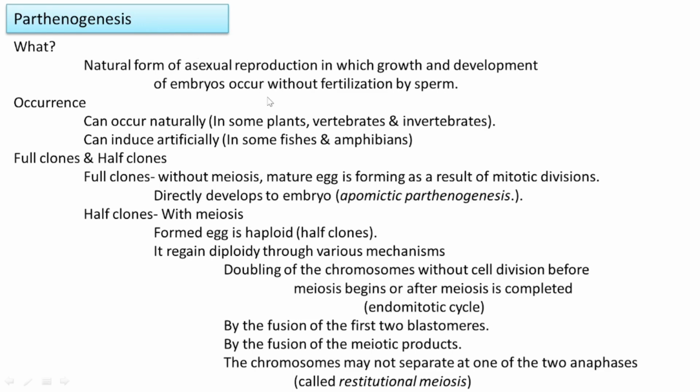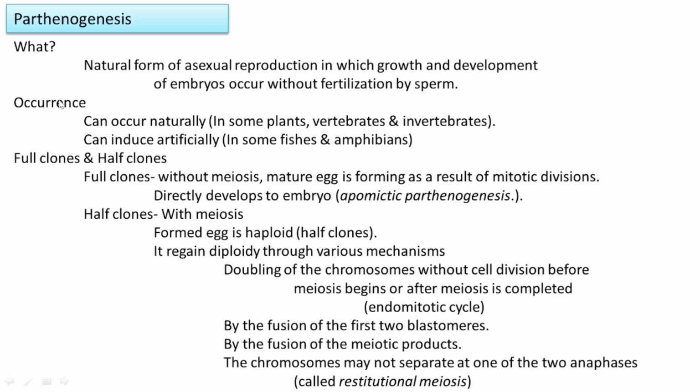In the last class, we have seen different types of asexual reproduction. This parthenogenesis also is a type of asexual reproduction. Here, there is no role for sperm. That's the main thing. Sperm is not required to fertilize the egg to form the embryo. So, parthenogenesis is a type of asexual reproduction in which growth and development of the embryo occur without the fertilization by a sperm.